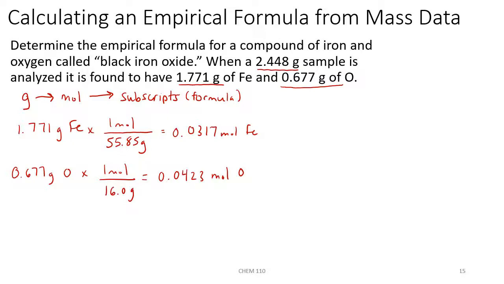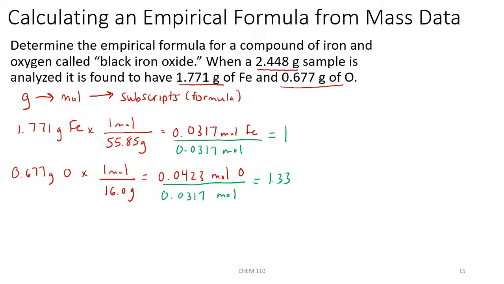Now, what we did last time, we're also going to do. We're going to take our smallest mole ratio, which is for iron, and divide everything by that. So 0.0317 moles divided by our moles for iron and our moles for oxygen. Our moles for iron is simply going to give us 1 when we divide them because we're dividing a number by itself.